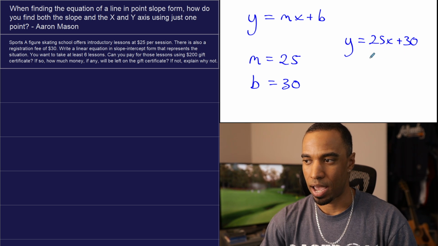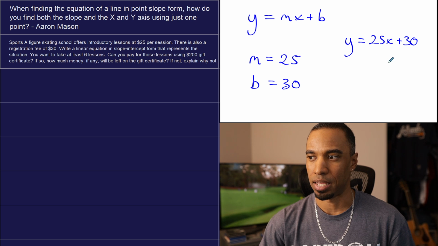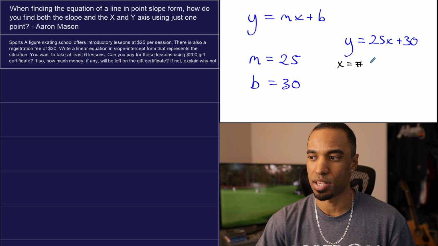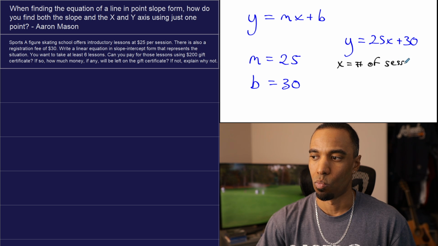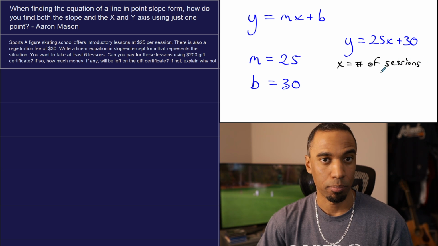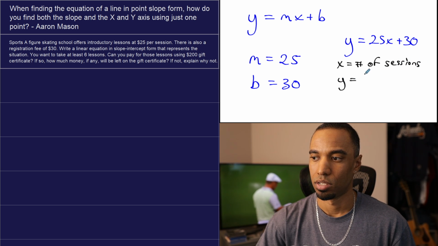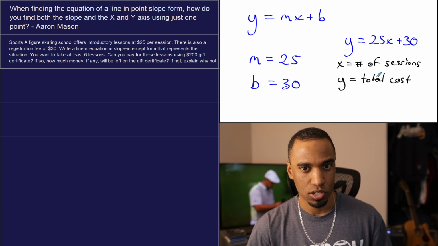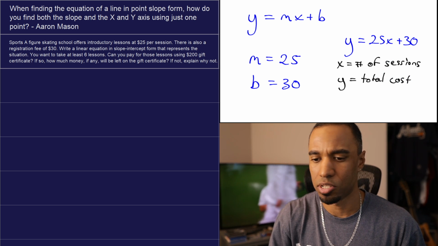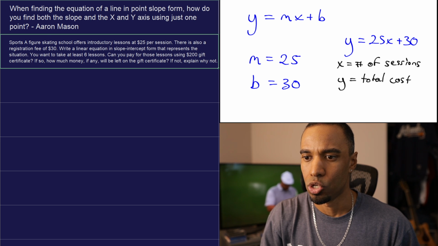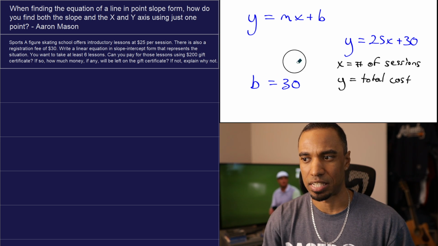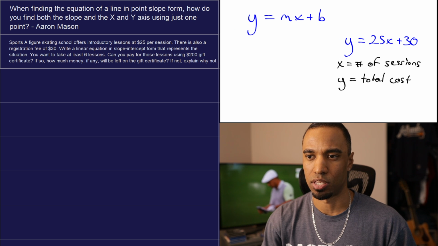Now, it's important to note what my x and y mean. $25 per session times the number of sessions. X is the number of sessions. Y is the total amount paid, the total cost. After x sessions, if you have 10 sessions, whatever. Actually, how many sessions do they say here? 6? You want to take at least 6 sessions. So let's see what happens if I take 6 sessions based on this equation.